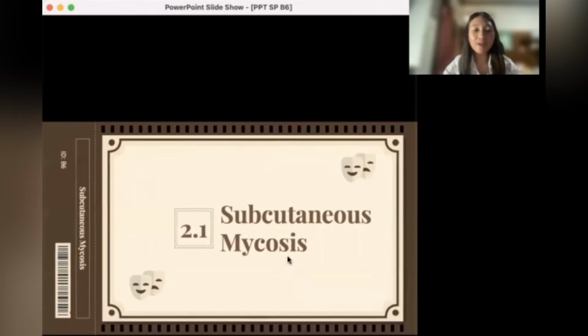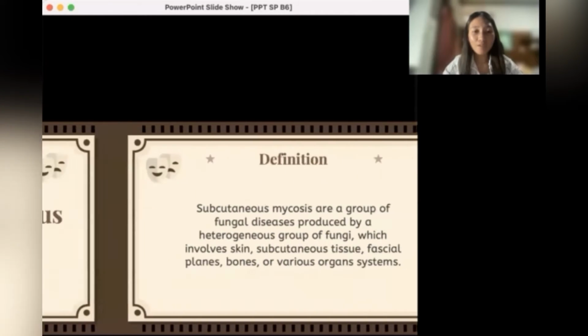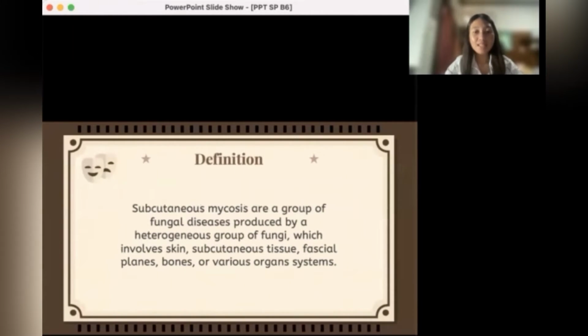First, I want to explain about subcutaneous mycosis from the definition. Subcutaneous mycosis are a group of fungal diseases produced by a heterogeneous group of fungi, which involve skin, subcutaneous tissue, facial planes, bones, or various organ systems, leading to protracted clinical course and significant morbidity through fungal inoculation.